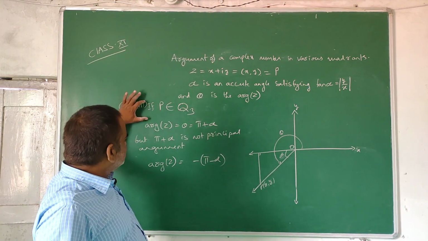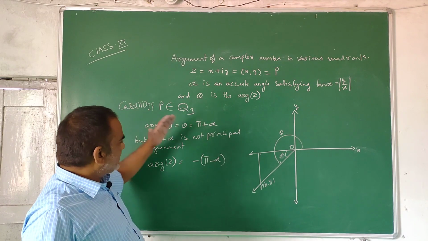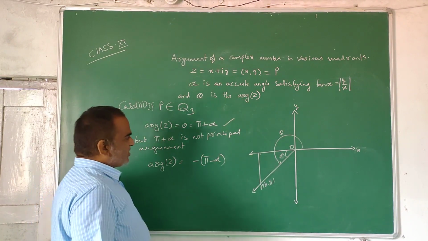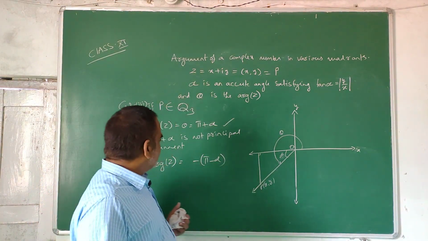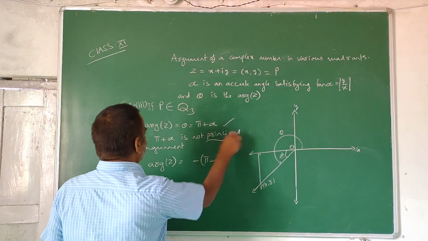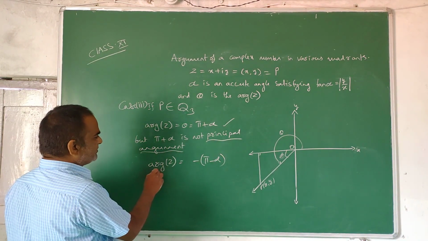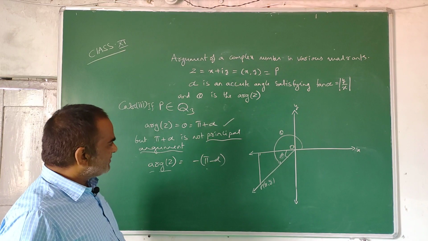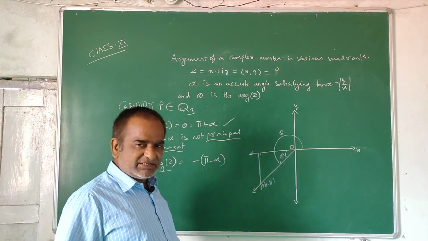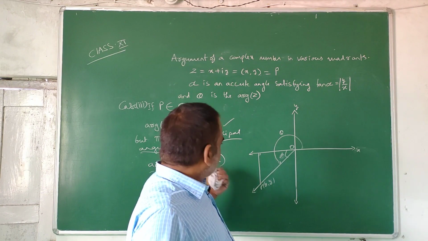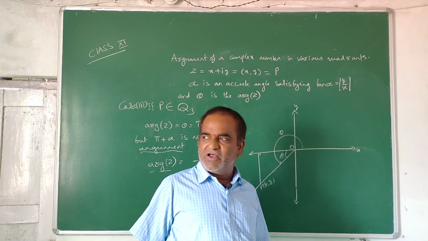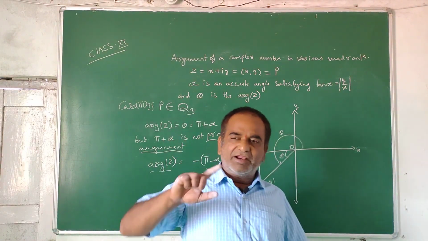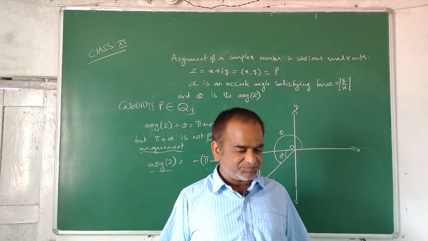So if P belongs to Q3, argument of Z is pi plus alpha. This is 100% perfect. But if you are not interested in just argument, if you are only interested in principal argument, then argument of Z can be taken in this case as minus of pi minus alpha. So please take care of that. If the questioner is not insisting on principal argument, you can find this or that, or you can find both and write that the argument is this or that. Your wish.